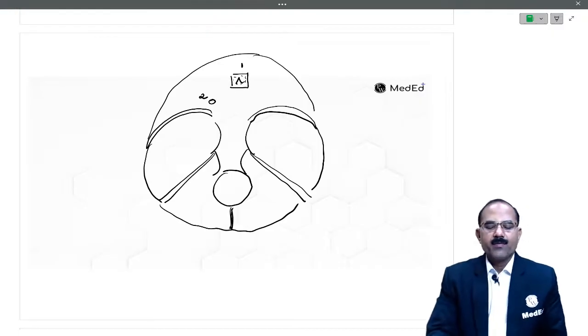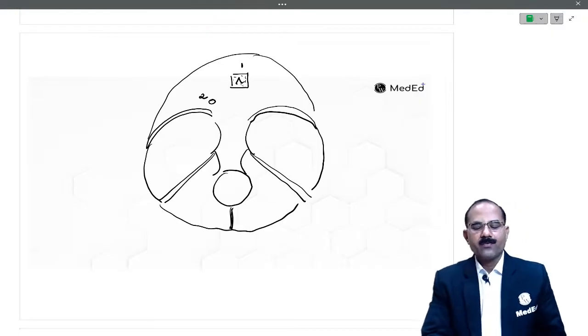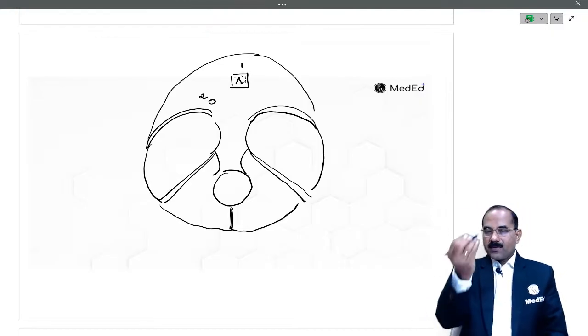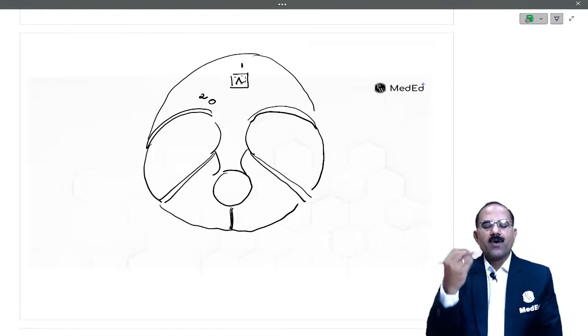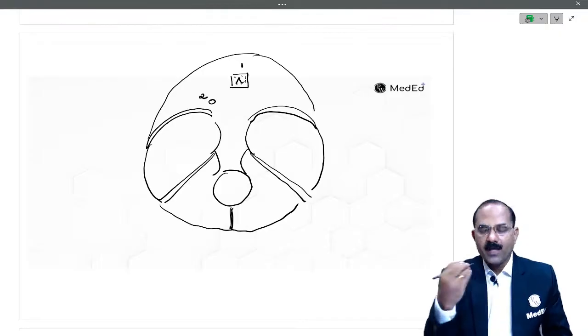Anterior cranial fossa, what is this? Cribriform plate of ethmoid bone. Very good, Veena. What passes through this is the olfactory nerve. Second is the optic canal. What passes from here is the optic nerve and the ophthalmic artery.